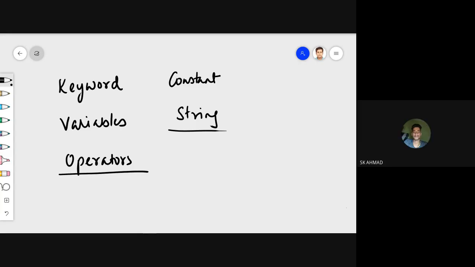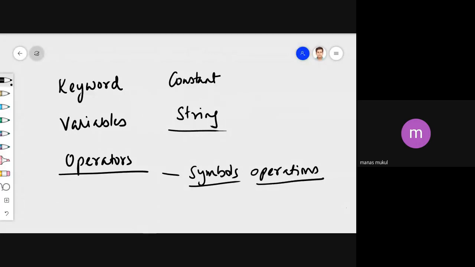Sir, operators are basically certain symbols. Okay, symbols, yes. Somebody says symbols. Sir, the symbols that perform certain operations, mathematical operations or logical operations. Okay. Symbols that perform certain operations. Okay. Anyone else? And, or, between, BCA operators. Okay. All these are different kinds of operators.